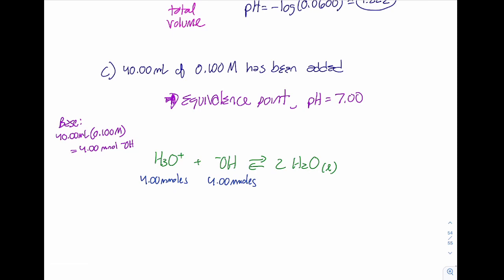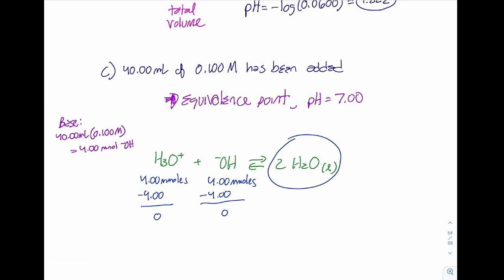I'm going to look at those. I'm going to subtract the smaller of the two numbers from both of them. They happen to be the same. So I'm going to subtract 4 from both, which means this goes to 0, this goes to 0, and the only thing I have at this point is water.